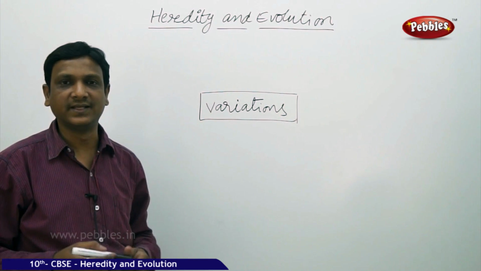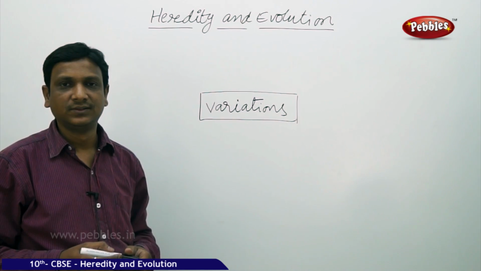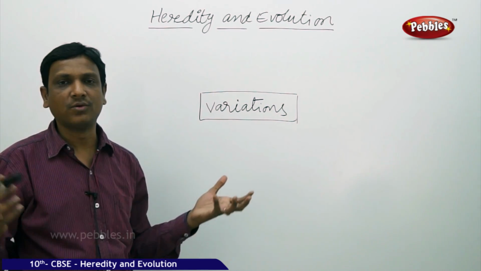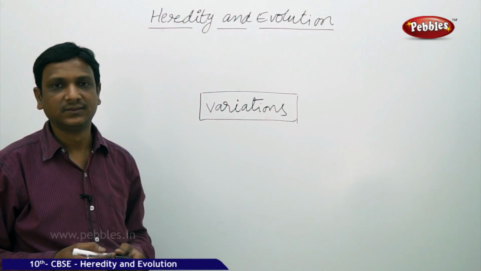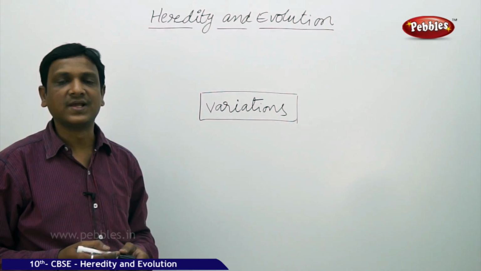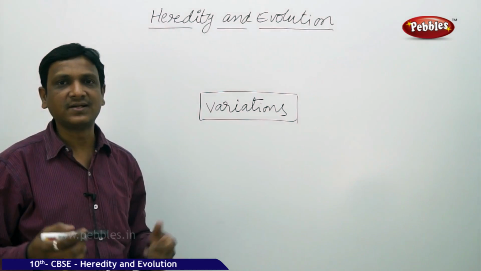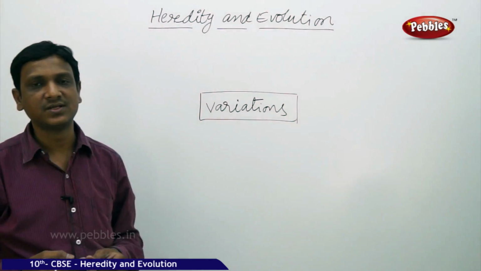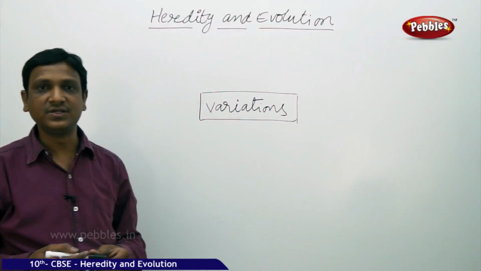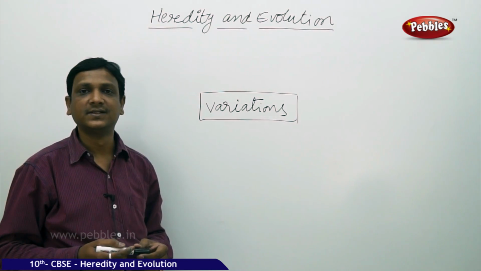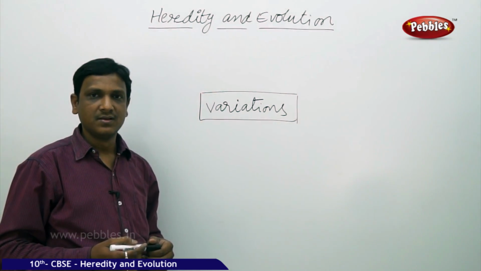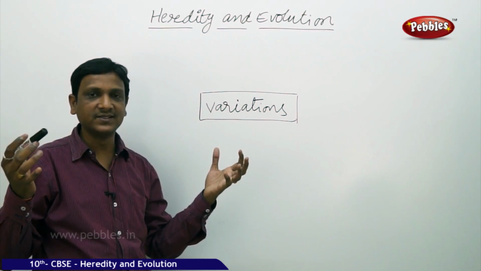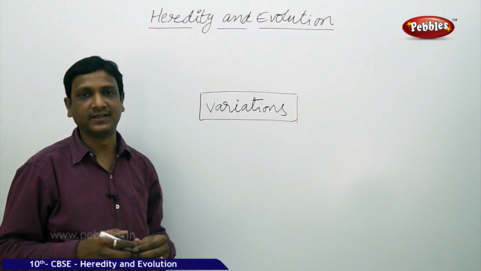How many species are there? There are thousands and thousands, millions of species on this planet. Scientists haven't yet identified the whole number of species present on this planet. They are still finding new species every day. So how has this much diversity come onto this planet?